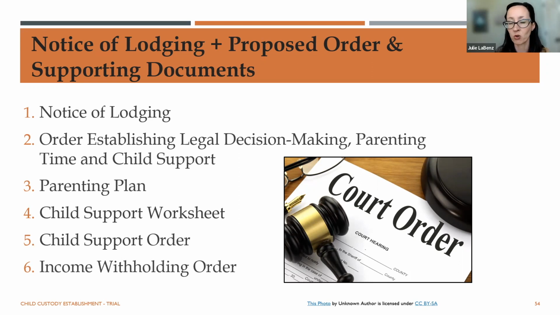The income withholding order is an order to the parent that's ordered to pay child support. It's an order to their employer to take a certain amount of money out of their paycheck and send it to the support clearinghouse. And then it goes to the parent entitled to receive the child support. So that's the form that makes all of that happen.